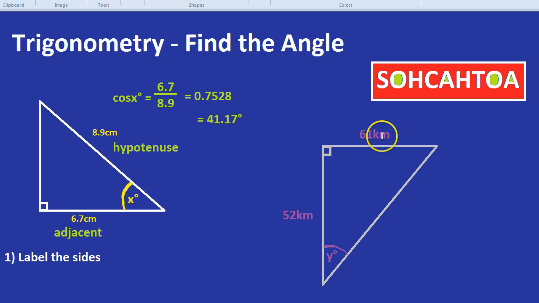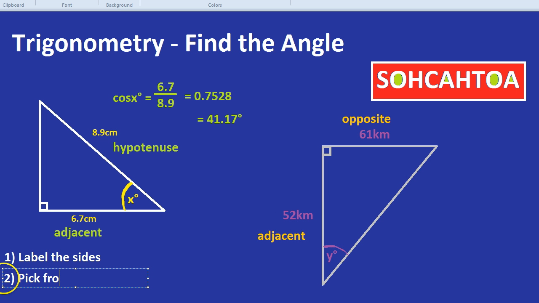So let's label our two sides. The 61 kilometers, that's far away from the angle on the opposite side. So it would be the opposite. The 52 kilometers, that's touching the angle and it's also touching the right angle. So that must be the adjacent. In this case, we have the opposite and adjacent. So which relationship involves the opposite and adjacent? Is it sine, cosine, or tangent? If you said tangent, well done, because tangent is the opposite divided by the adjacent.